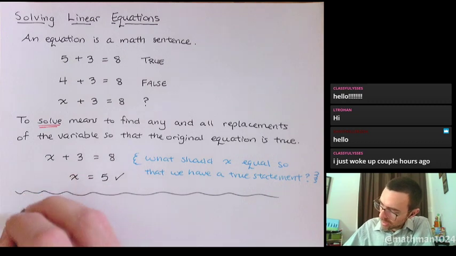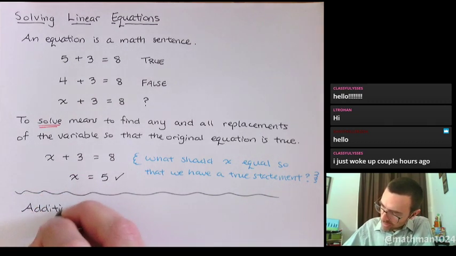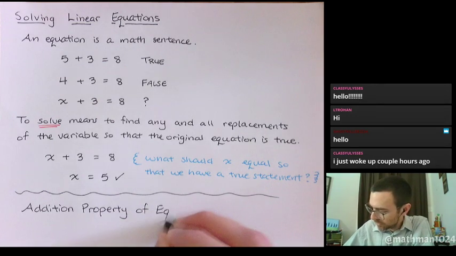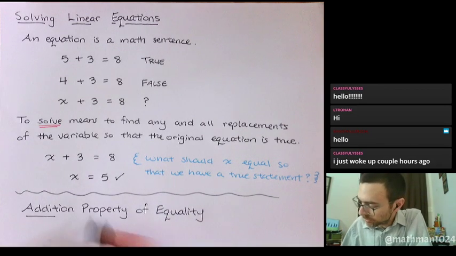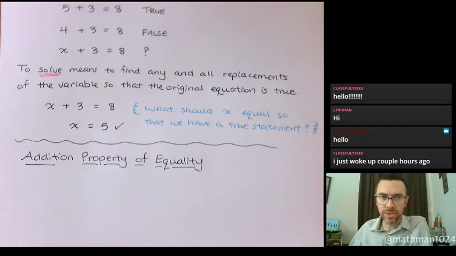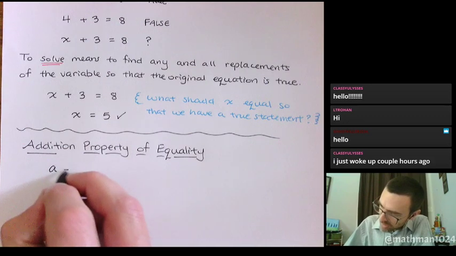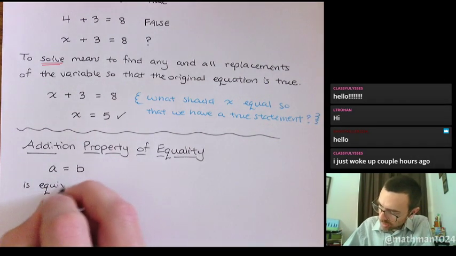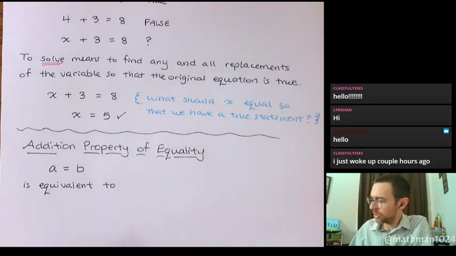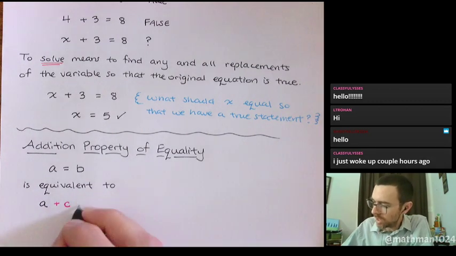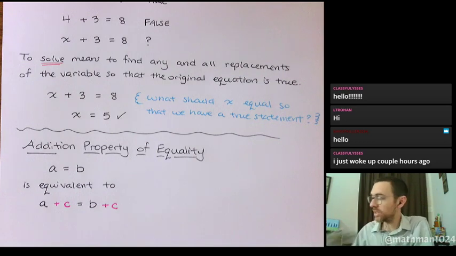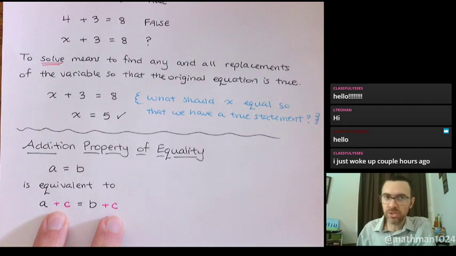Just refreshing you, first of all, about the addition property of equality. So the addition property of equality says the following. It says that the statement A equals B is equivalent to A plus C is equal to B plus C. That is what the addition property says. It says that you can add the same amount to both sides and still have an equivalent expression.